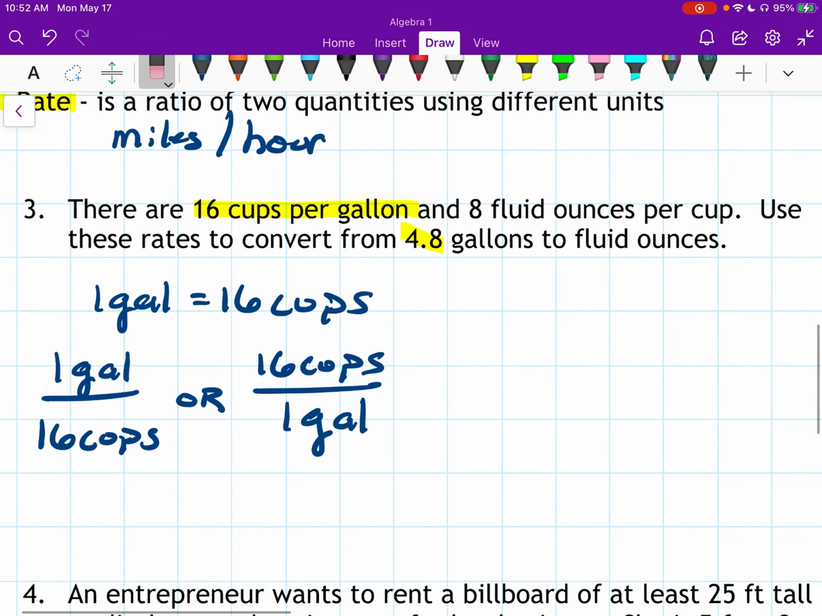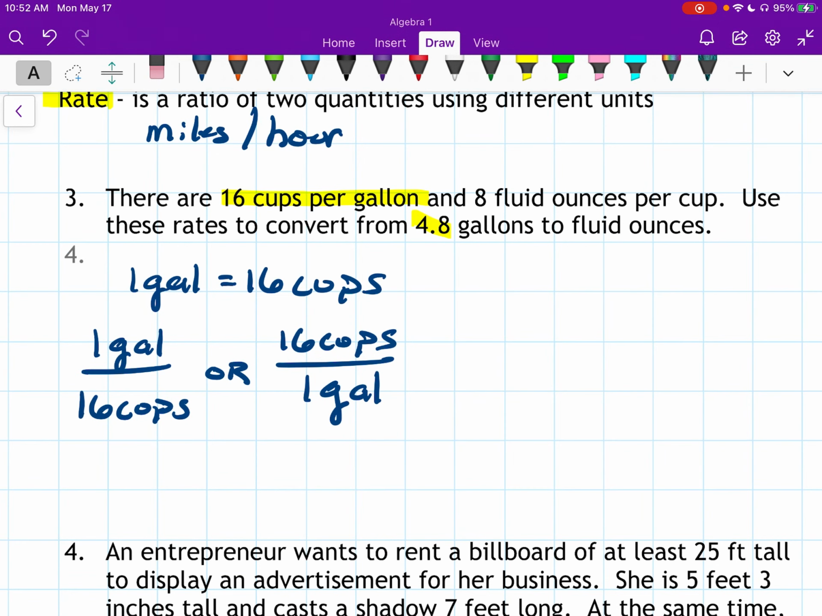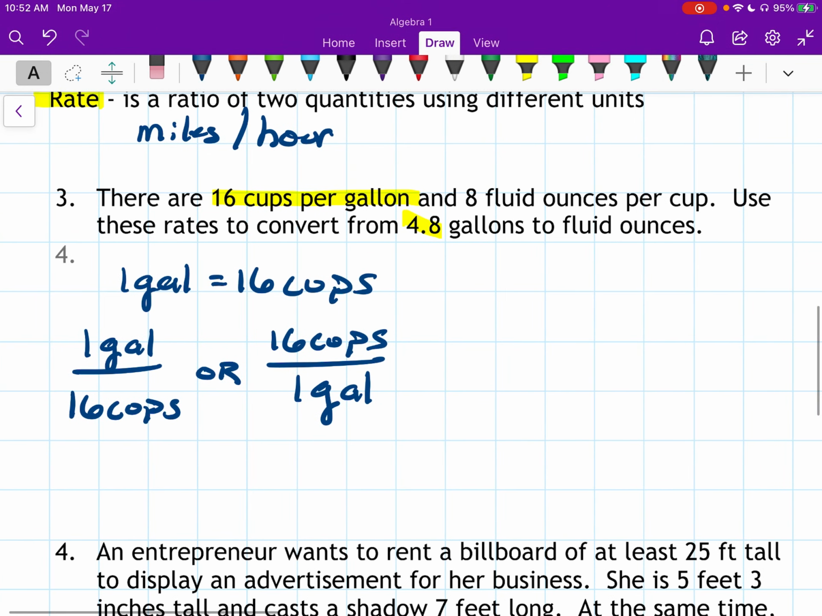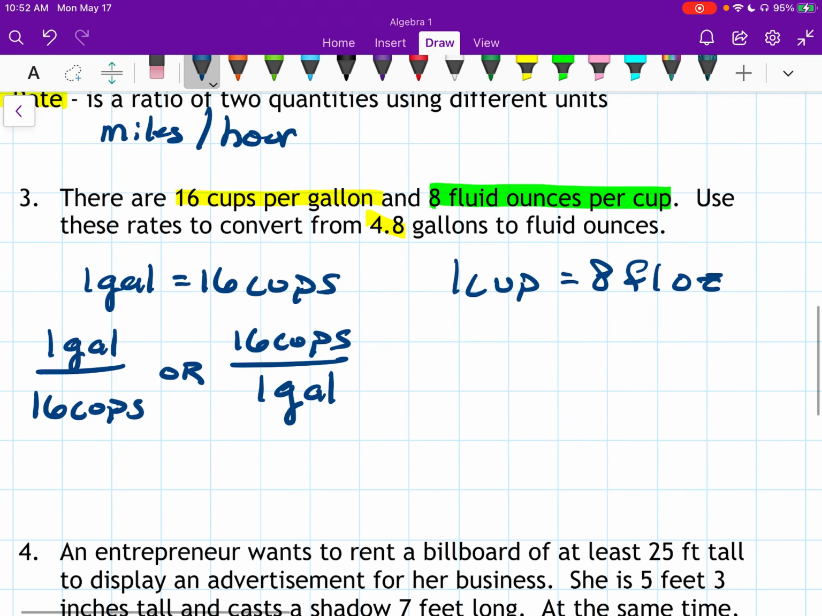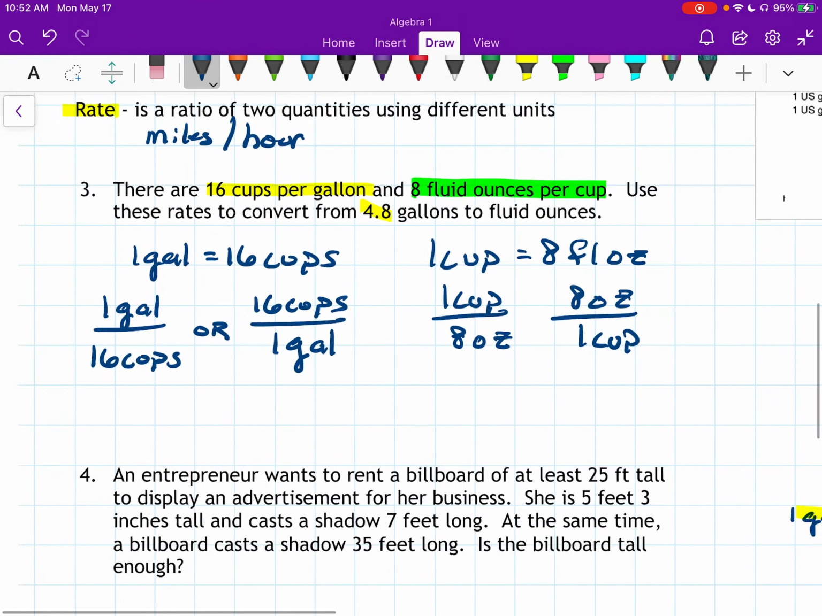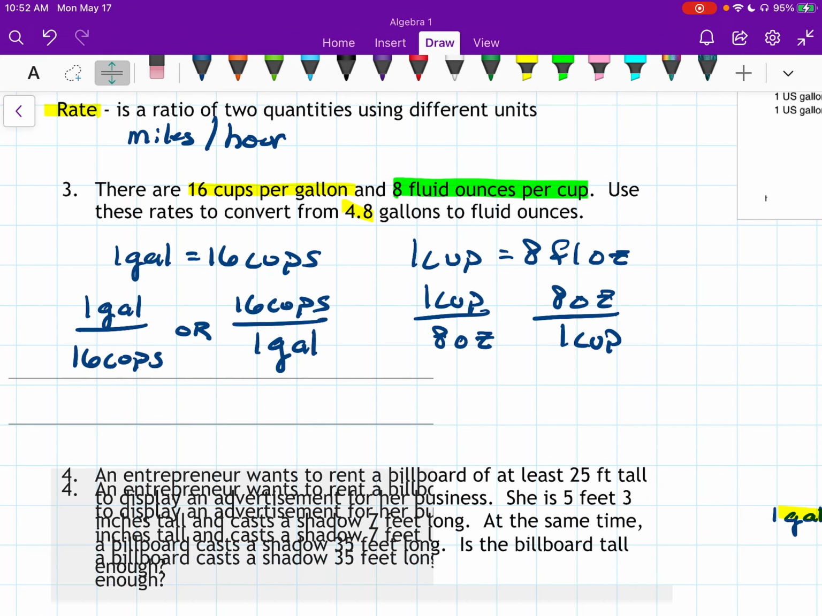Let me write my other conversion factor while we're here. We've got 8 fluid ounces per cup. So we say, well, 1 cup is 8 fluid ounces. So we could write this as 1 cup over 8 ounces, or 8 ounces over 1 cup. Okay, so we have two different conversion factors here.